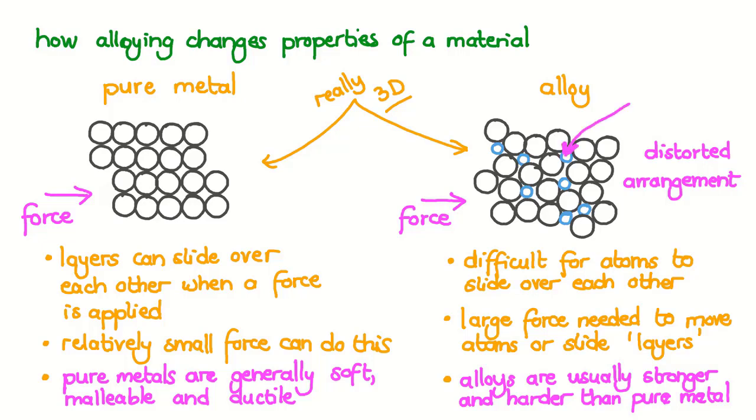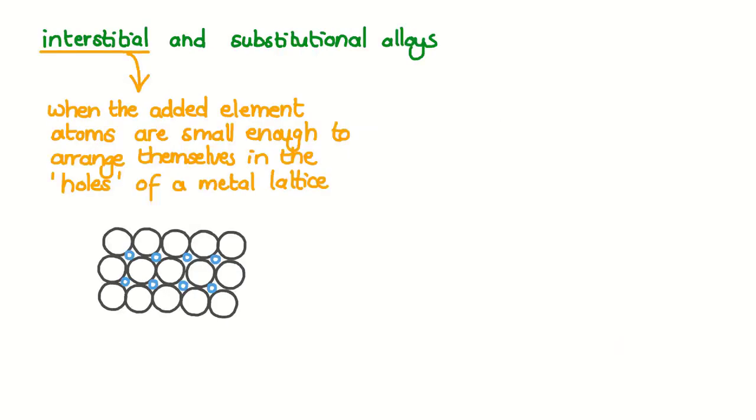Let's have a look at the 2 ways in which the added element atoms can arrange themselves in the original metal. An interstitial alloy is when the added element atoms are small enough to arrange themselves in the holes of a metal lattice. Small atoms that can do this include hydrogen, boron, carbon, and nitrogen.